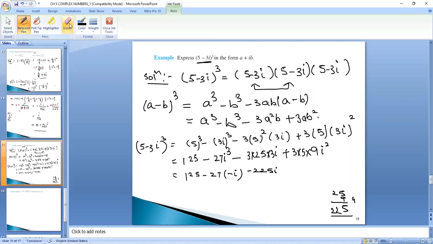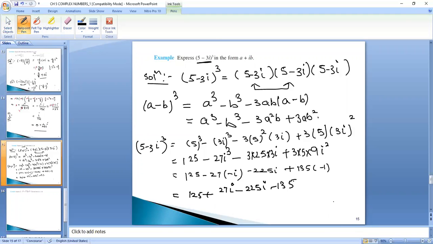Then multiply the two values. Five threes are 15, 15 into 9 is 135, so 135 into i², which means i² will be −1. We will simplify: 125 plus 27i minus 225i plus 135.